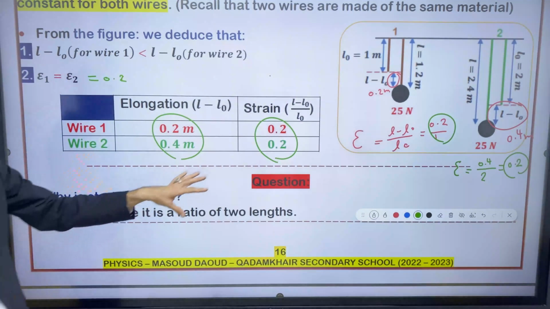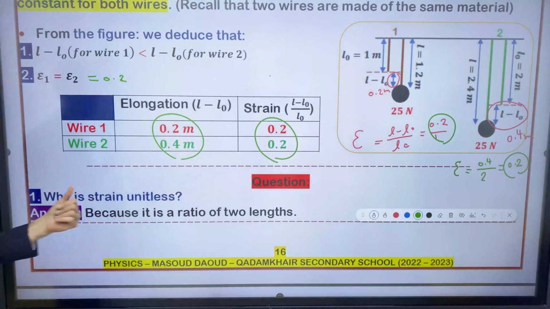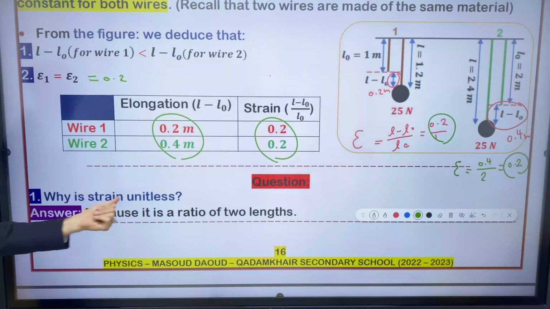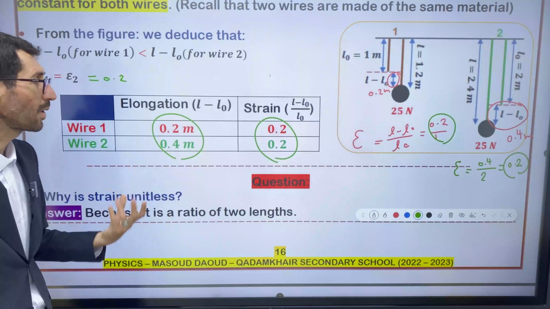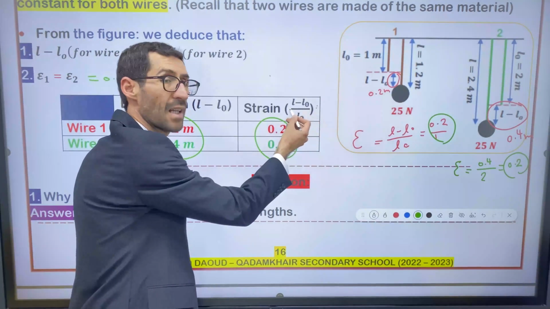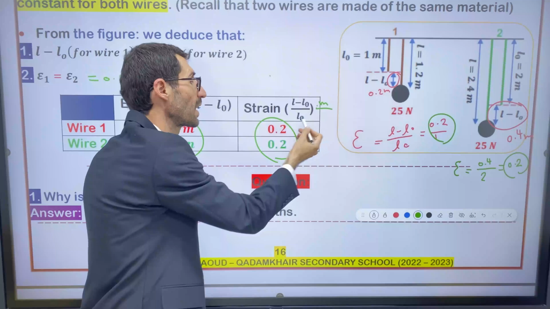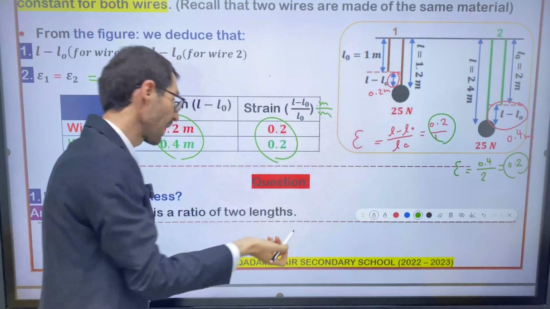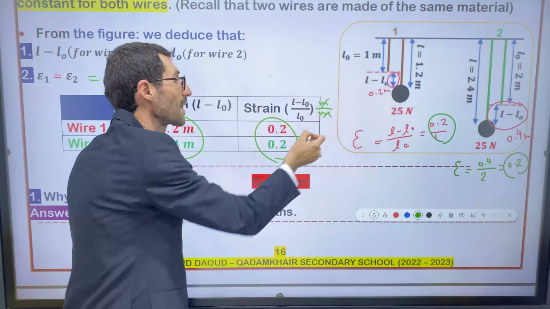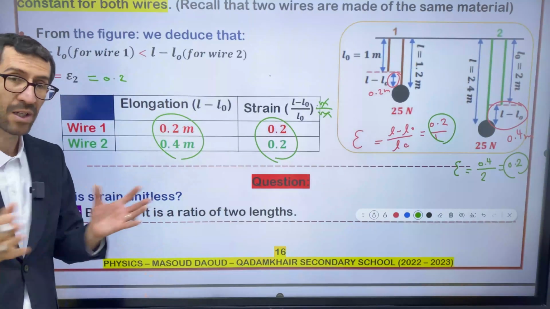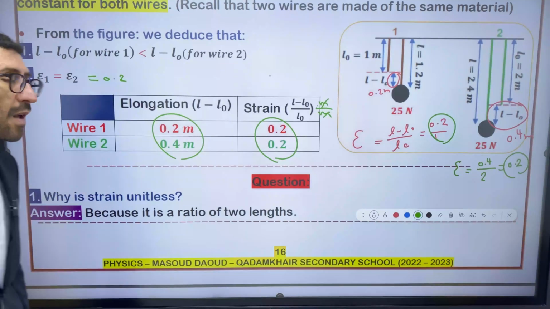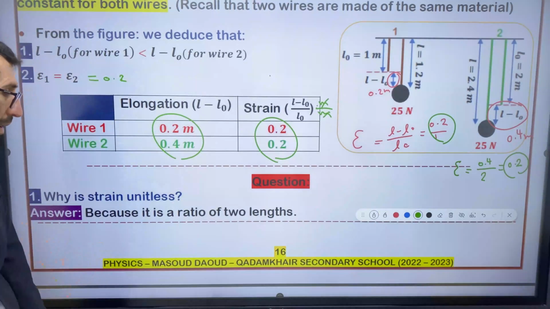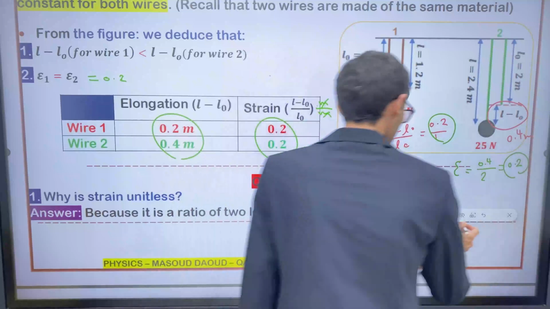We have one question here. I prepared one question for you about the strain. Why is strain unitless? Because it's a ratio of two lengths. Here, for example, L minus L naught is measured in meters, divided by L naught, which is measured in meters as well. That's why the units cancel one another. So nothing remains, and strain becomes unitless.